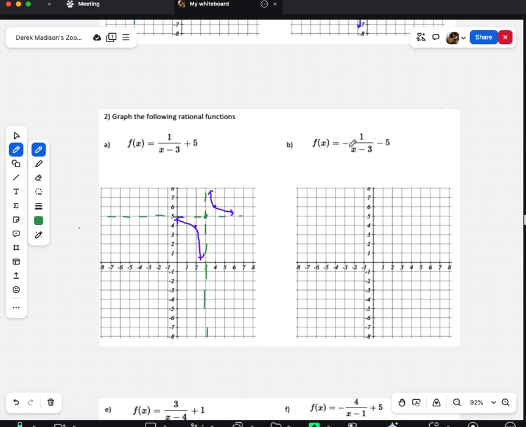The next one has a negative in front, so it's going to reflect. So instead of it looking like this, when I reflect it, this part is down. Oops, that didn't come out very good, but hopefully you know what I mean. And this part is now up. So that's the only difference that negative does. So instead of going up and down with my dots, I'm going to go down and up with my dots that direction. So let's see, this one is down 5 and right 3. So right 3 and down 5. So we'll throw a dot there and then get these asymptotes in for reference.